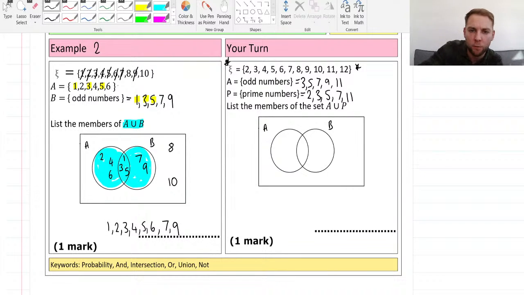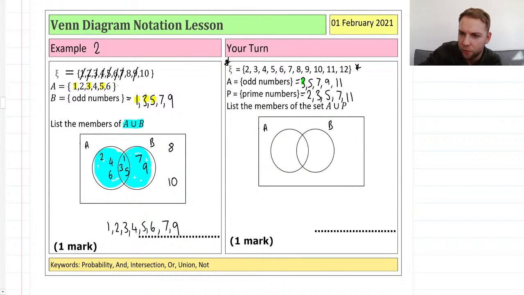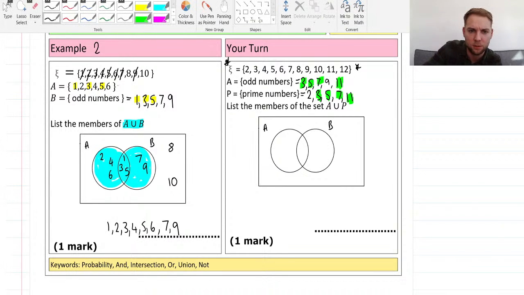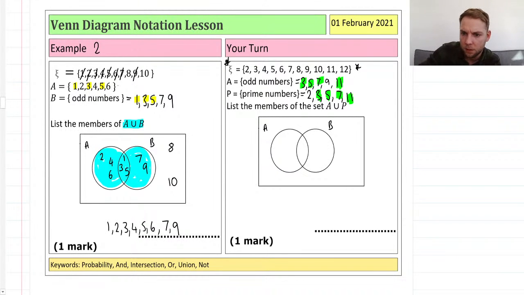So which ones are in both of these? Well, the ones which are in both of them are going to be 3's in both of them, 5's in both of them, 7's in both of them, 9's not a prime, but 11 is in both of them. So here I need to, right in the middle, 3, 5, 7, and 11. Let's cross those out. 3, 5, 7 and 11. They're the ones which are in both.